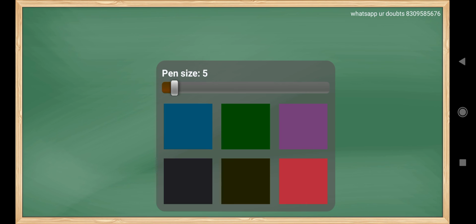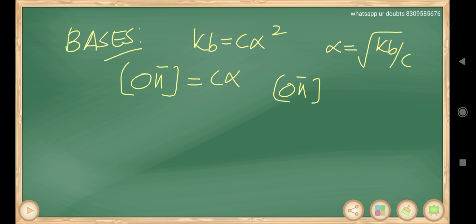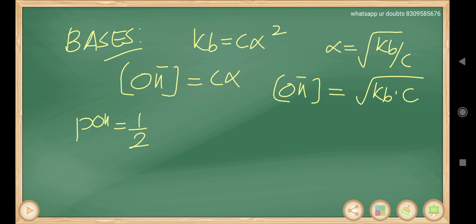Similarly, for bases, what you can write is, for alkali bases, Kb is equal to C alpha square. So alpha is equal to root over Kb by C. Similarly, OH minus concentration is equal to C alpha. Just now we were writing H plus is equal to C alpha. Similarly, OH minus is equal to C alpha. Our OH minus concentration is equal to root over KbC. All these formulae are very, very important. Similarly, pOH is equal to half pKb minus half log C.